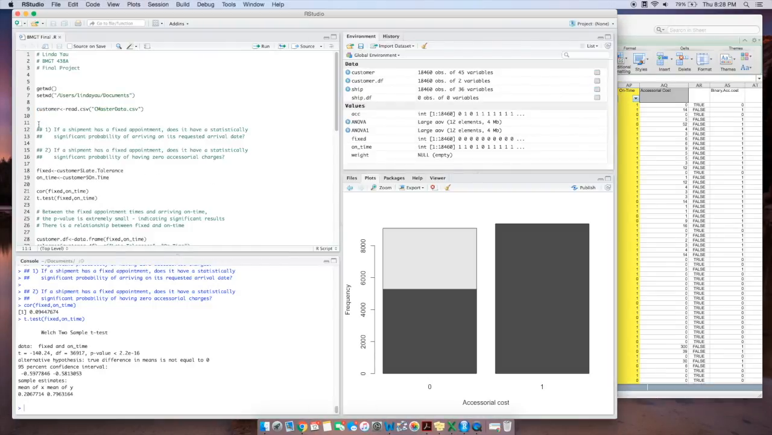The two questions I'm going to answer are: if a shipment has a fixed appointment, does it have a statistically significant probability of arriving on its requested arrival date? The second question is: if a shipment has a fixed appointment, does it have a statistically significant probability of having zero accessorial charges?